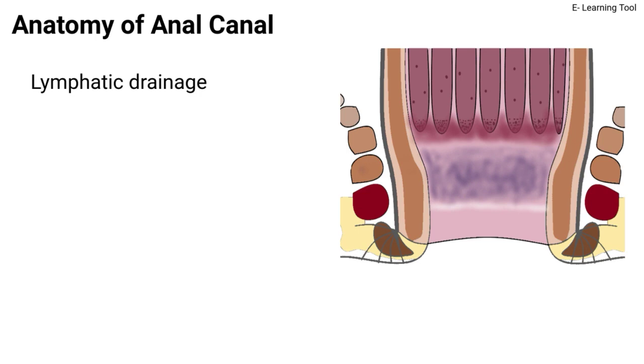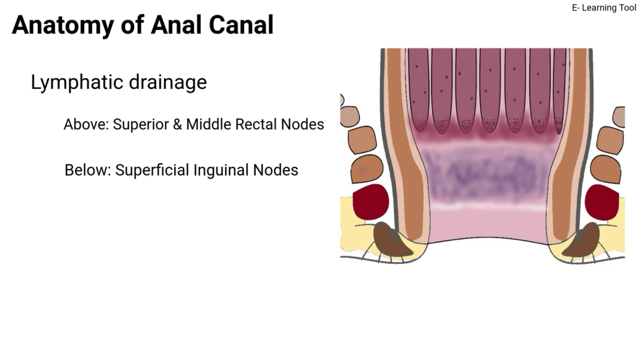Lymphatic drainage of the anal canal. Lymph above the pectinate line drains into superior and middle rectal nodes. Lymph below the pectinate line drains into superficial inguinal nodes.